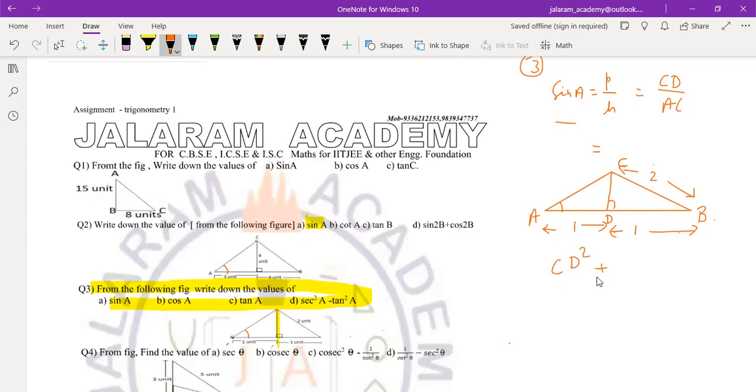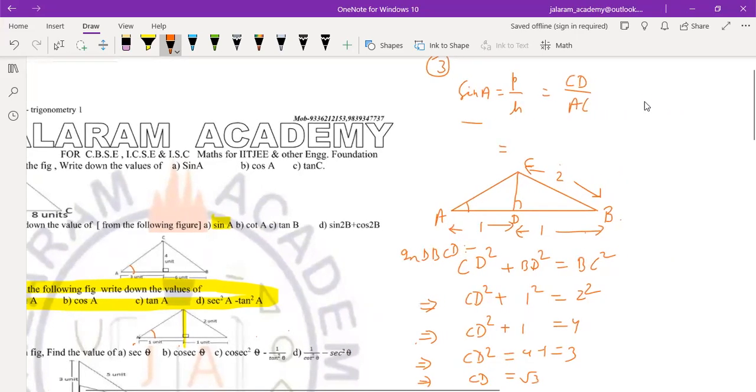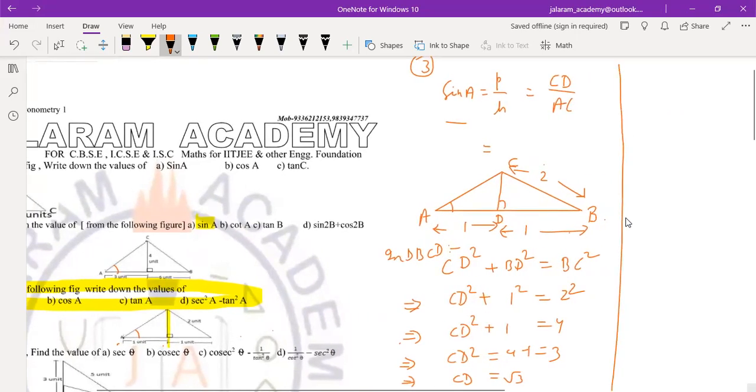We know that using Pythagoras theorem in triangle BCD, CD square (perpendicular) plus BD square (base) equals BC square (hypotenuse). Now CD is unknown, BD is 1, BC is 2. So CD square plus 1 equals 4. It implies CD square equals 4 minus 1, that is 3. So CD equals square root of 3. Don't write it in the figure. In the figure, we write only that information which is given.